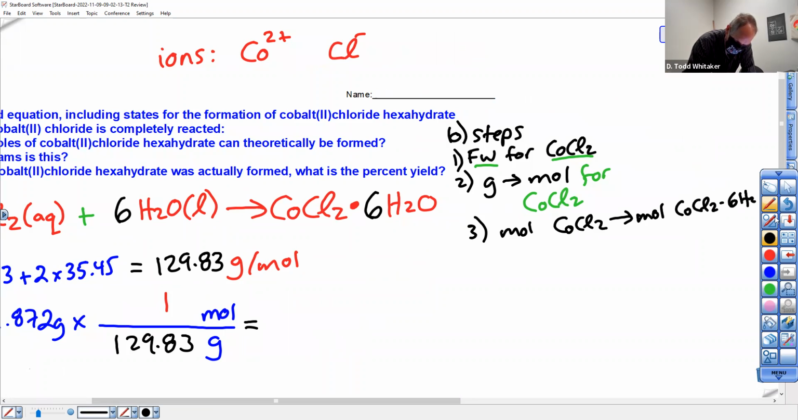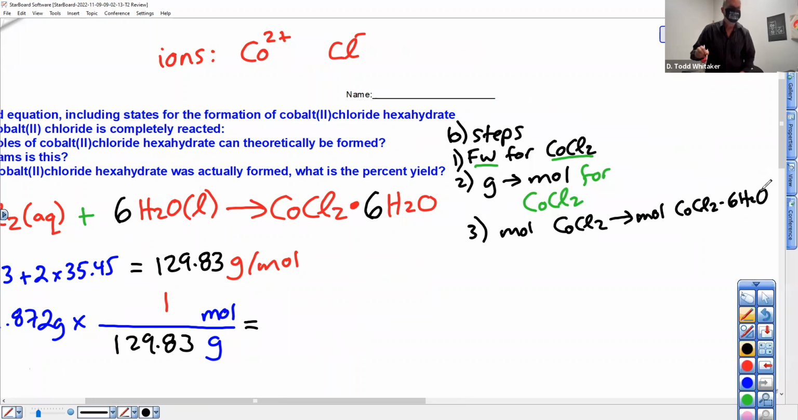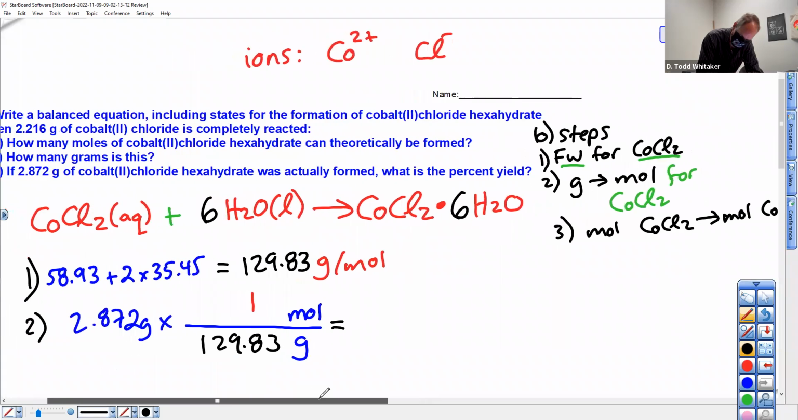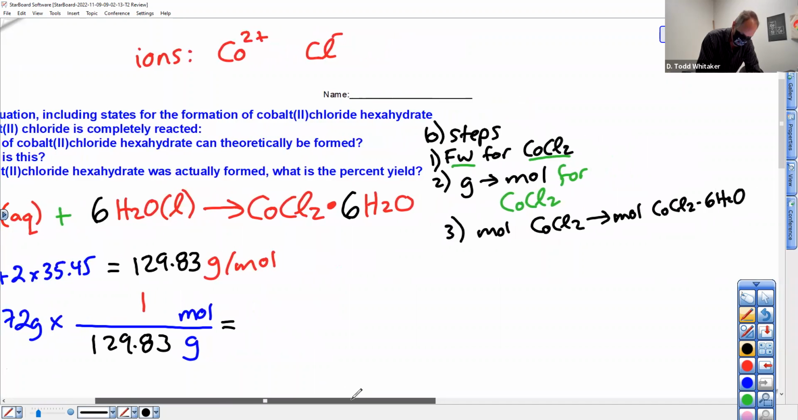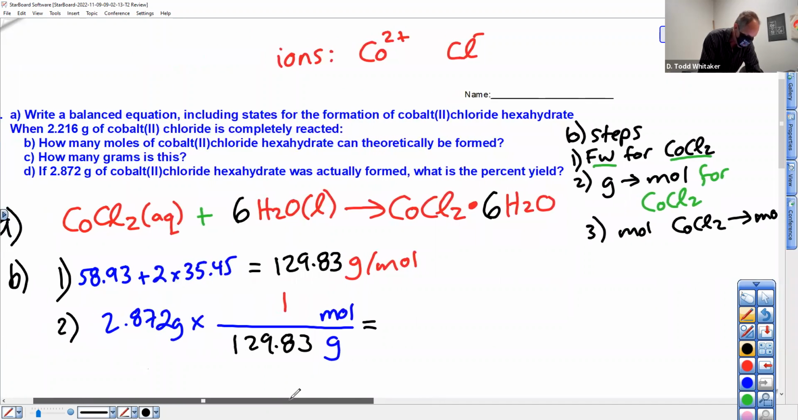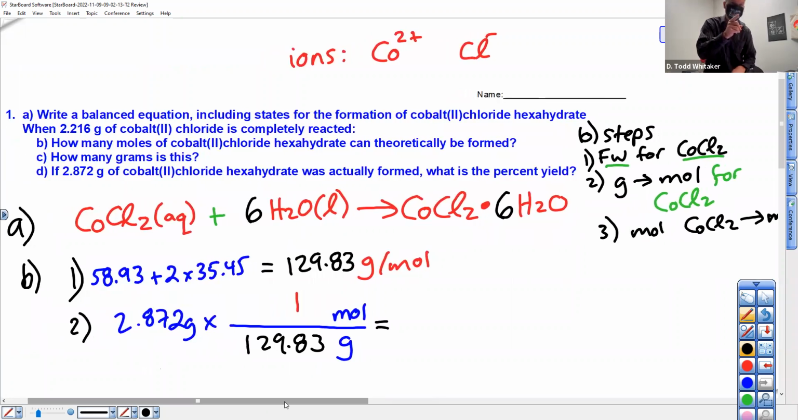CoCl2·6H2O. There's where your thing is. How many moles can theoretically be formed? That's going to be the end. Because in the question, we didn't start with the hydrate. Read B very carefully. How many moles of cobalt(II) chloride hexahydrate can be theoretically formed, but what are you forming it from?